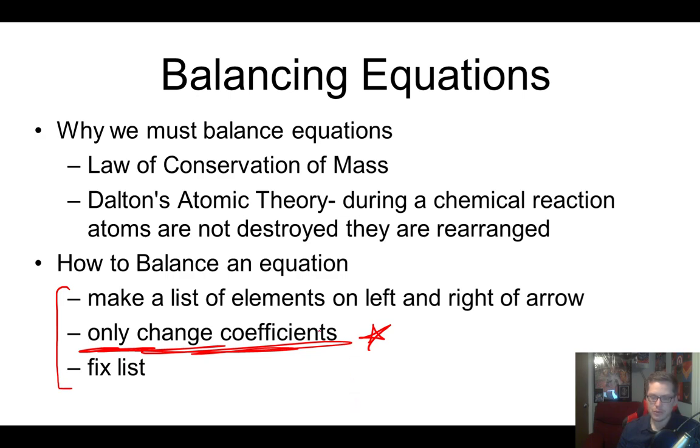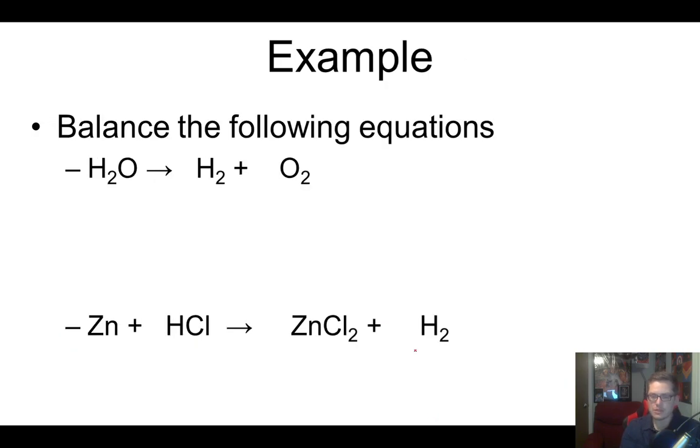Remember, the coefficients are the numbers that are in front of the element. We cannot change the subscript, right? So if we have water, that's H2O, we can't change that 2, because if we change that 2, it's no longer water, right? It would be like HO, which would be hydroxide. Totally different thing. So we can never change these subscripts. We can only change the coefficient. The coefficient would be that number that goes in front. All right, so let's balance these guys.